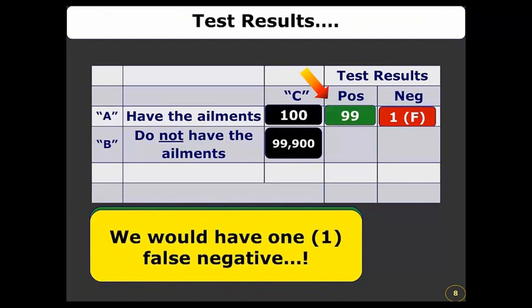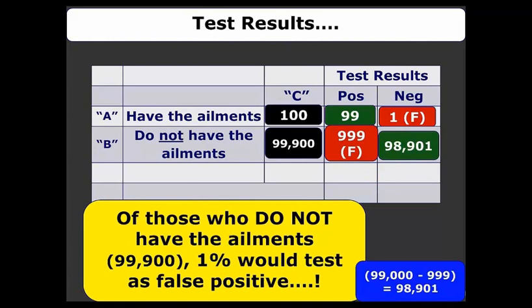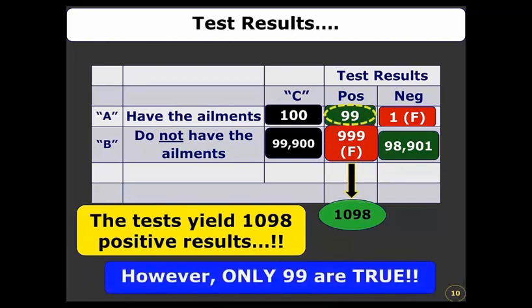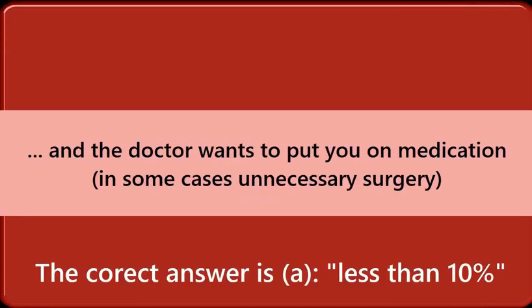Fair enough? Now of the 99,900 people who do not have the ailment, 1% unfortunately would be tested as false positive. That is, they would be told that they actually have the disease when they don't have the disease. And 98,901 people would be told correctly that they do not have the ailments. The tests yield 1,098 positive results. However, only 99 are true positives. What does this tell us? If you are tested positive, even with a 99% reliable test, there is only a 9.2% chance that you have these ailments. Yes, less than 10%. And the doctor wants to put you on medication.